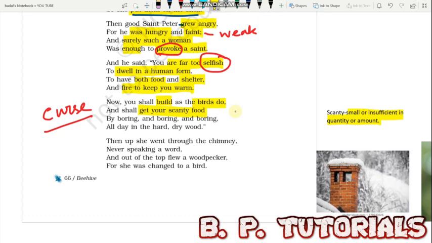So it was cursed by Saint Peter by boring and boring all day in hard dry youth. And how would she procure food? It will not be easy for her at all to procure food in a very easy way. She will have to do the boring work of searching food in the dry wood, and then she would get food. Of course, that is going to be scanty food.